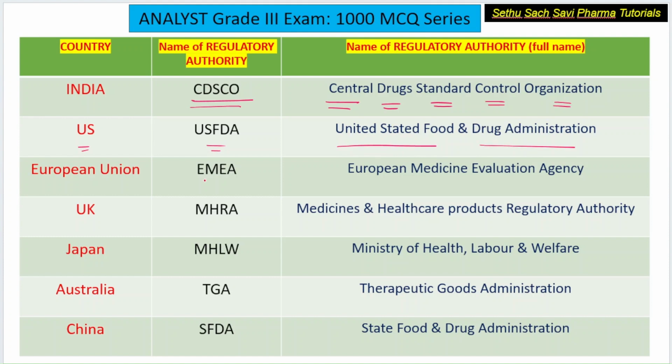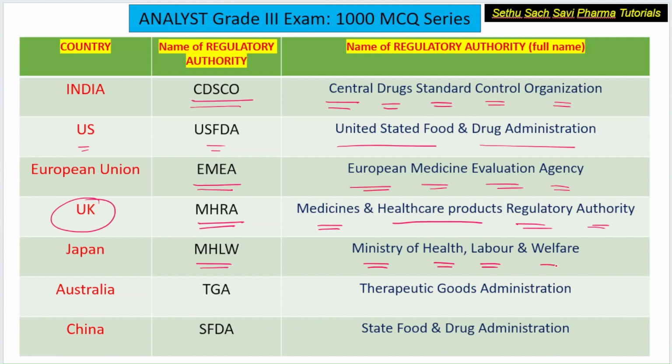When it comes to European Union, as we already told, it is EMEA. What is EMEA? European Medicine Evaluation Agency, which is the regulatory authority of European Union, which consists of 27 countries. Now, MHRA, that is Medicines and Healthcare Products Regulatory Authority, is the regulatory authority of United Kingdom. Whereas MHLW, which stands for Ministry of Health, Labor and Welfare, is the regulatory authority of Japan.